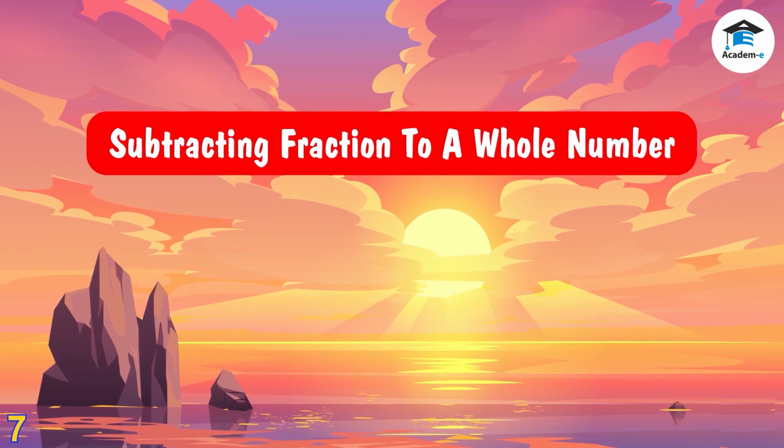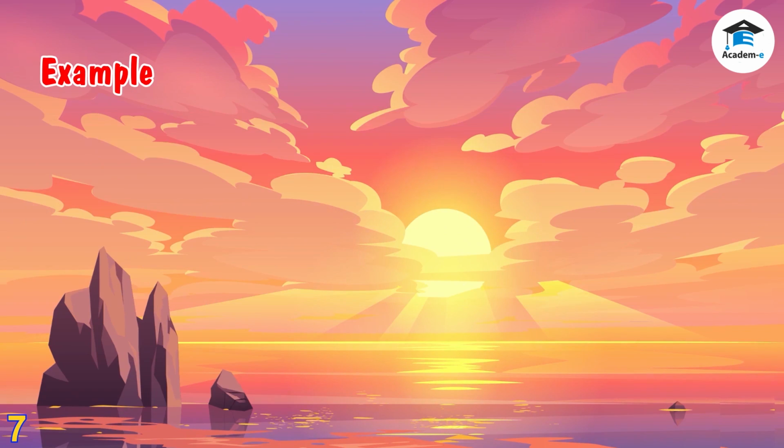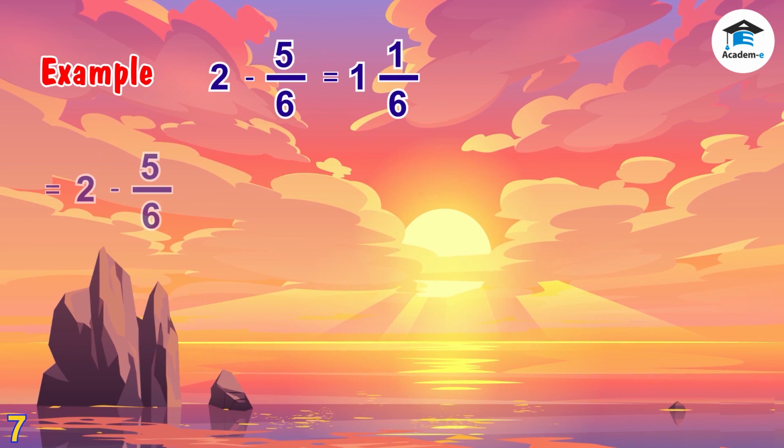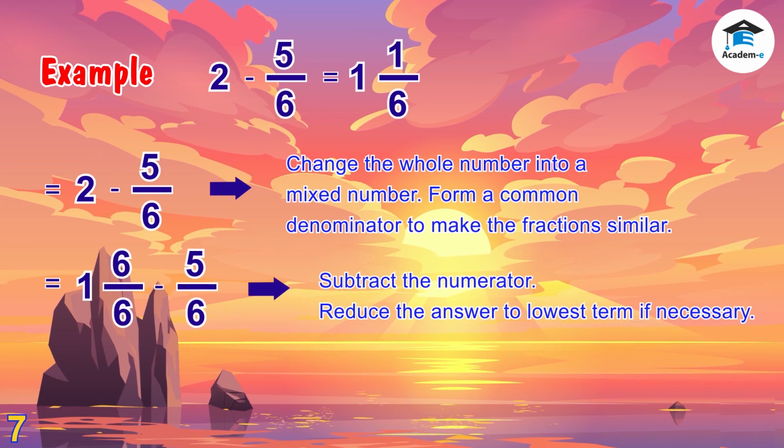Subtracting fraction to a whole number. In finding the difference of a whole number and a fraction, change the whole number into a fraction. Make a common denominator, then subtract. Example. Change the whole number into a mixed number. Form a common denominator to make the fractions similar. Subtract the numerator. Reduce the answer to lowest term if necessary.